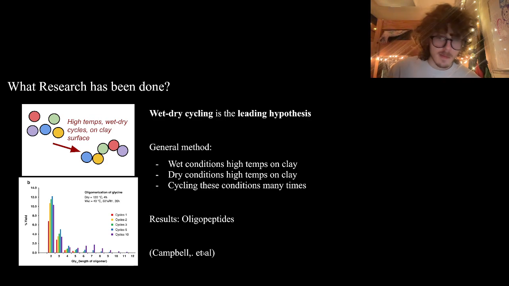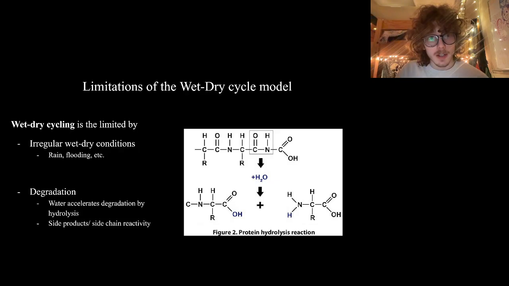A paper by Campbell looked at glycine oligomerization, kind of similar to what we're looking at today, using wet-dry cycling, and you can see they got, in 10 cycles, glycine oligomers of 11 in length. So kind of interesting stuff when you look at this hypothesis and this model.